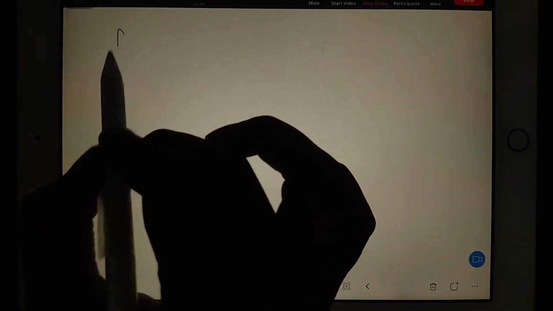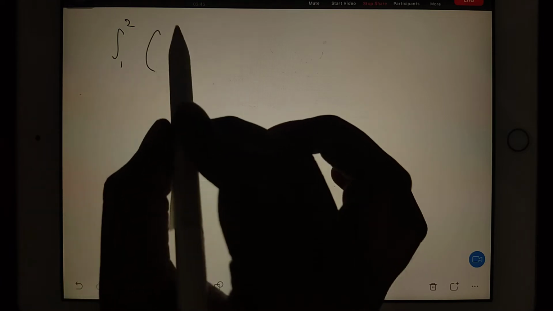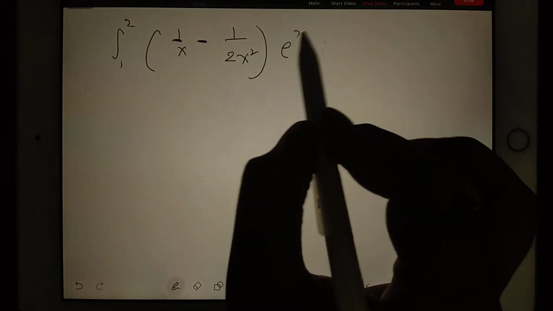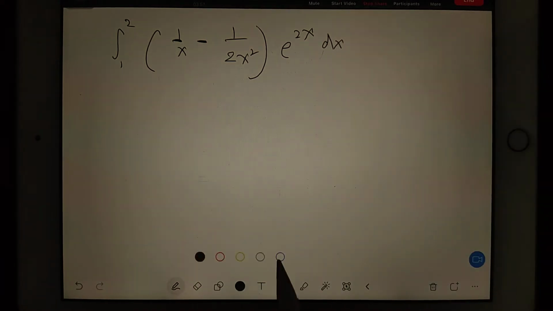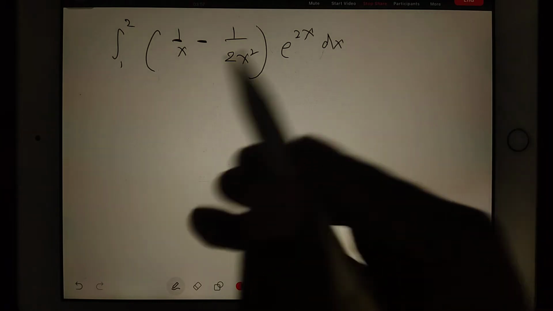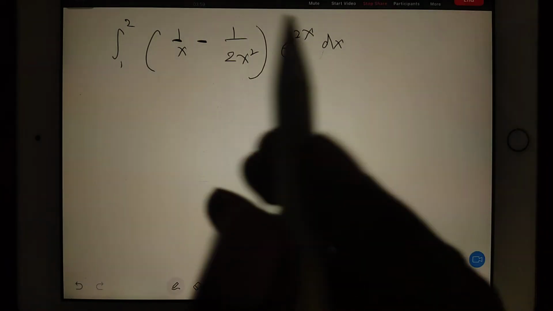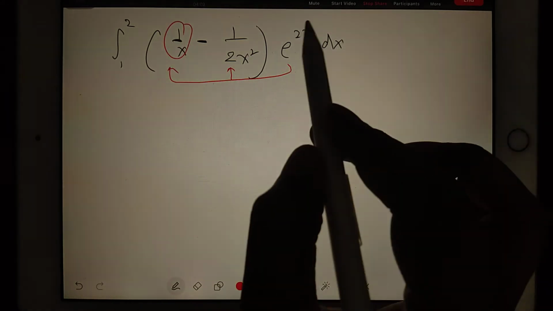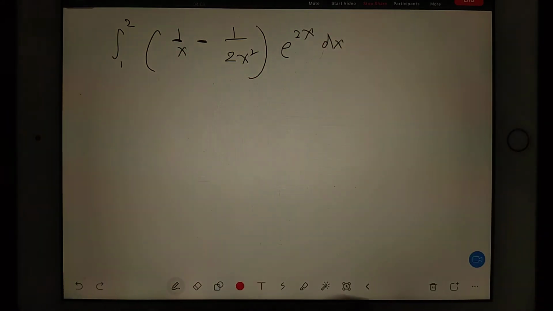Now take this another very important problem, very good problem. Integration from 1 to 2 of [1/x − 1/(2x²)] e^(2x) dx. To solve this numerical, the best approach is, if you do not change the variable, then you will multiply this here and multiply this here, then this will be an algebraic function and this an exponential function, so it will consume your time.